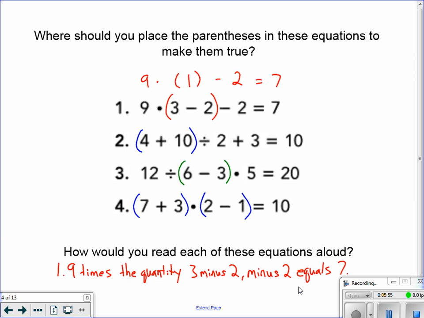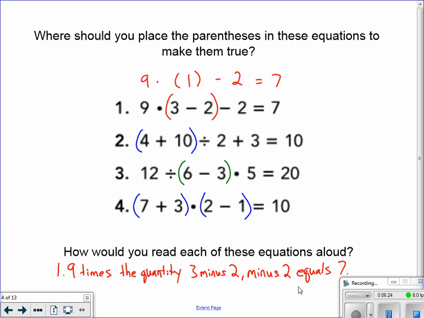So I just wrote out the first one here. We're not going to write all of them out. So the first one would be 9 times the quantity, 3 minus 2, minus 2 equals 7. So wherever there are parentheses, you're going to use the word quantity. So notice it was 9 times the quantity, 3 minus 2. So when I say the quantity, 3 minus 2, you know the 3 minus 2 is in parentheses.